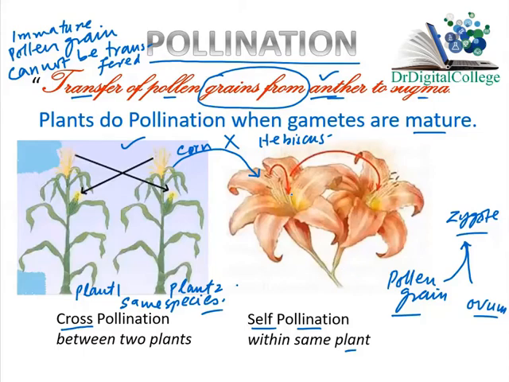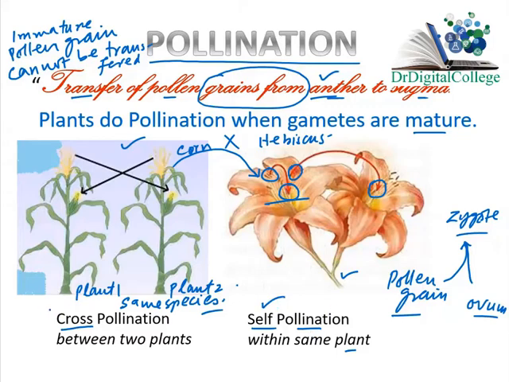It can be within the same flower, such as you can see in this case, where it goes from anther to the stigma of the same flower. This is stigma, this is anther. From anther to stigma of the same flower, or it can be from the anther of one flower to the stigma of another flower of the same plant. This stick indicates that these two flowers are present on the same plant. So whether it is within the same flower or between different flowers of the same plant, this is called self-pollination.